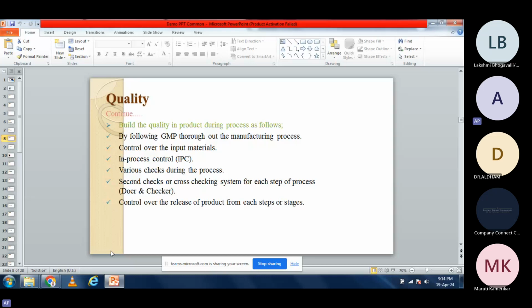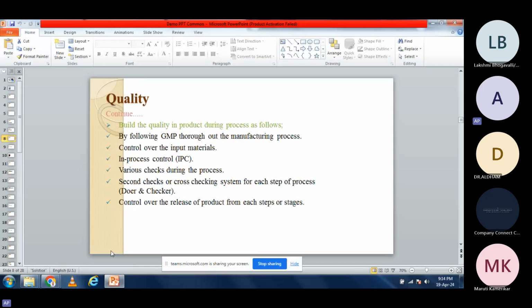Various in-process controls. In-process controls are limited testing carried out during the manufacturing process by a responsible department, a responsible unit, to check whether the process is going in the right direction or not. So various checks during the process are a kind of in-process control.